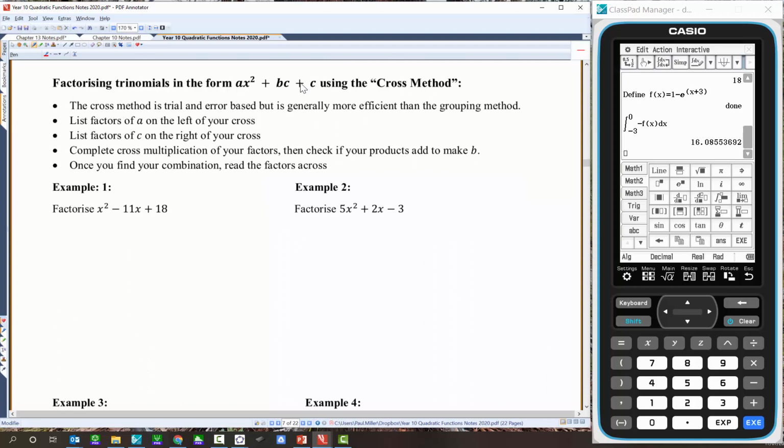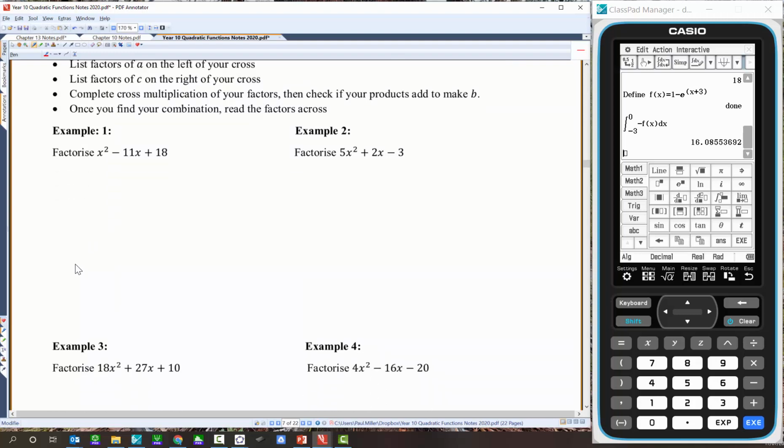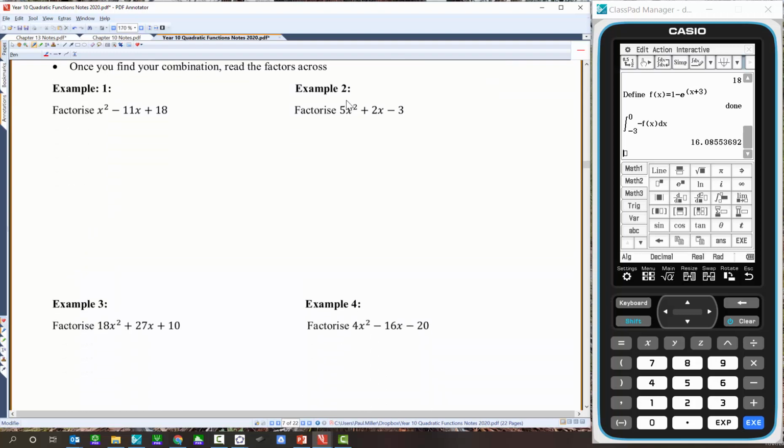Okay, so what we're going to do is take these trinomials, these three-term quadratic equations, and use what we call the cross method on it. Okay, so the cross method is trial and error based, but is generally more efficient than grouping. I could read you this, but let's just get stuck straight into an example and I'll show you how it's used. So what we're going to do is factorise this trinomial.